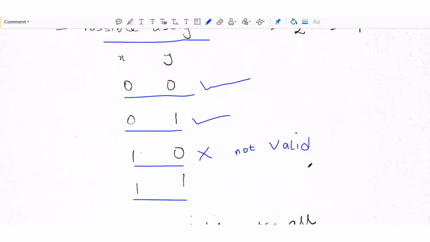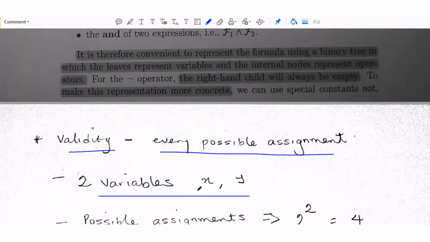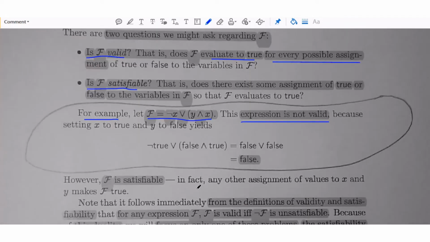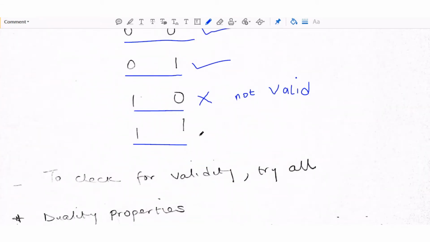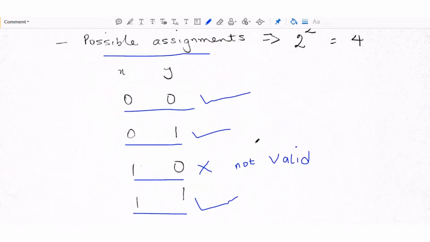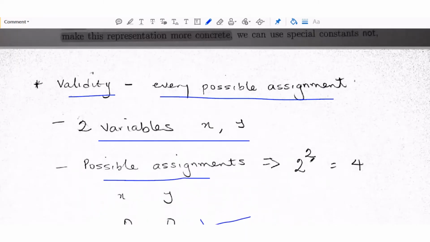We can also try the last one, which is 1, 1. Not 1 will give us 0, 1 and 1 will give us 1, so 1 or 0 gives us 1. So this is also satisfiable. So we can see that we have three assignments that give satisfiability, but there's a particular assignment that does not give us satisfiability, which makes the expression not valid.